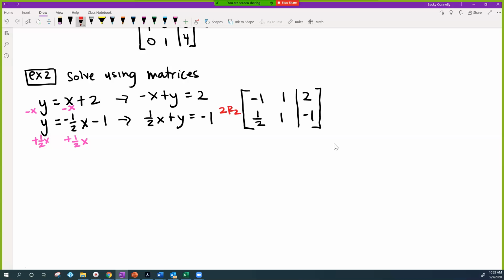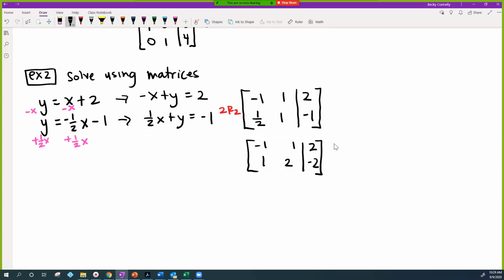So I'm going to do +2 times row 2, because 2 times 1/2 is going to give me a 1 there, and I'll get rid of that fraction. So my top row stays the same, -1, 1, 2, and my bottom row is now going to be 1, 2, -2. I'm just distributing a 2 through row 2.